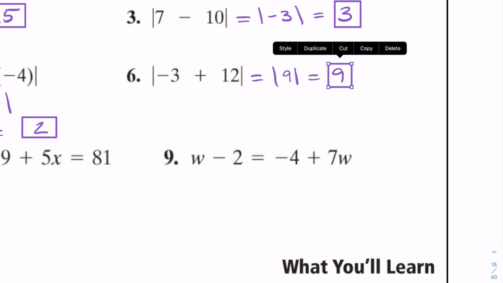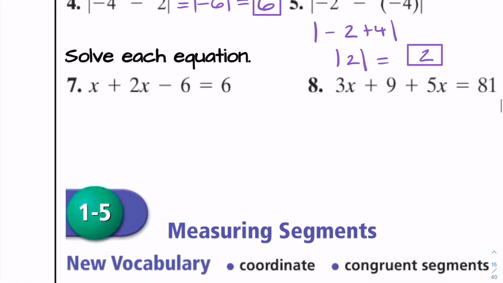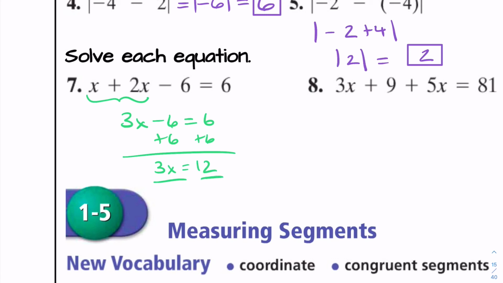All right, and so now we've got a few of these. Solve the expression. So let's combine like terms. We get 3x minus 6 equals 6. Add 6 to both sides. You guys are masters at this. I know you are. So I'm going to solve it quickly, and I get the answer 4. Feel free to pause. I'm just trying to save time.